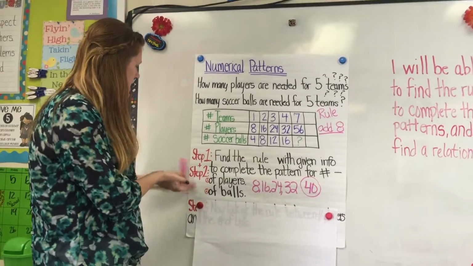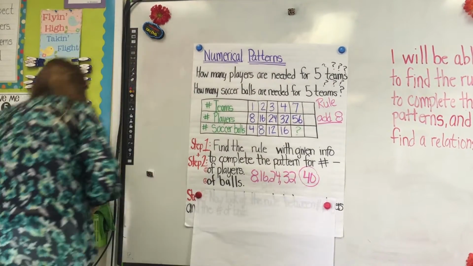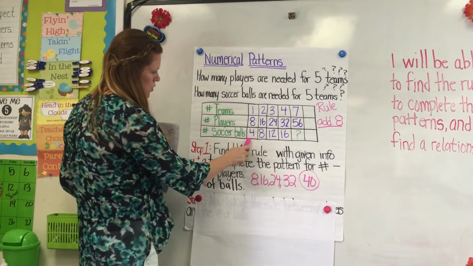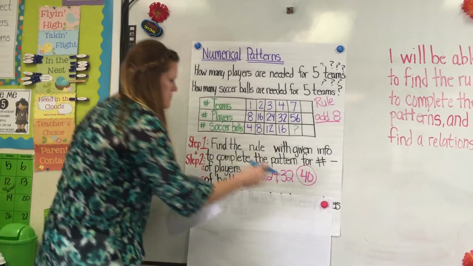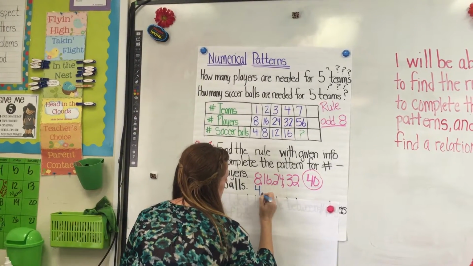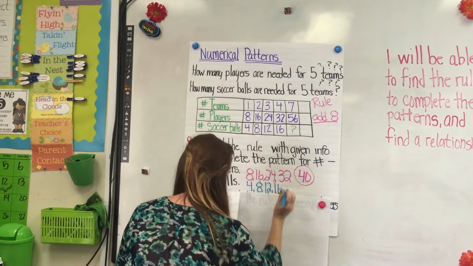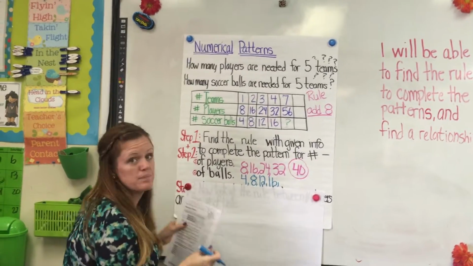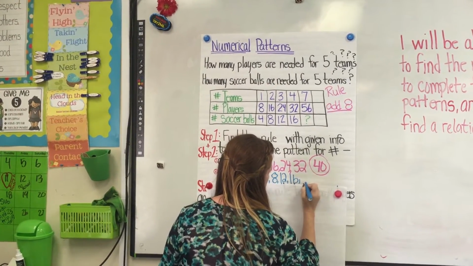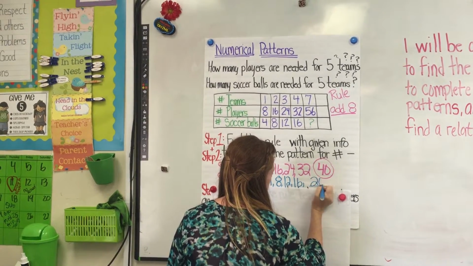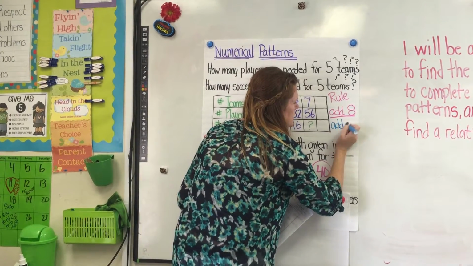Now let's analyze the data and see if we can find the pattern in order to find the rule for soccer balls. So we go 4, 8, 12, 16. Have you seen the pattern yet? 4, yes. 8, 12, 16. What are we counting by? 4. We're counting by 4s. So our next number is 20. And our rule is we add 4 each time.